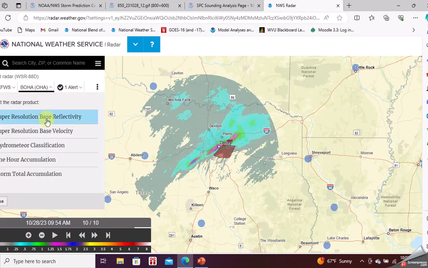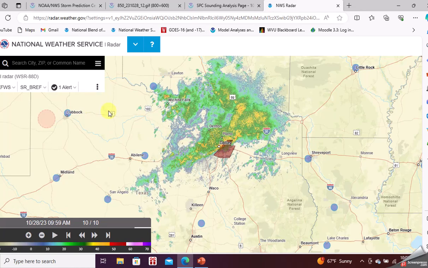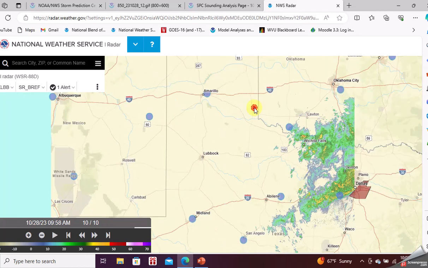If we were to look just at reflectivity, here you would just see an enhanced return, because you get more drops, you get more return. So you get more of the yellow into the red across this area right now.